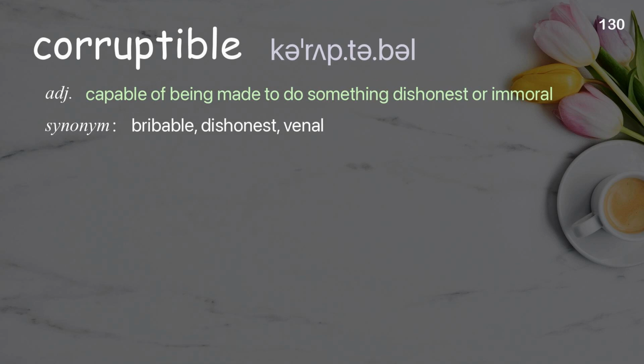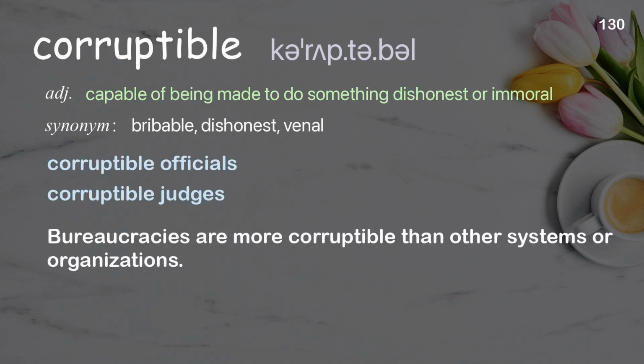Corruptible: capable of being made to do something dishonest or immoral. Examples: corruptible officials, corruptible judges. Bureaucracies are more corruptible than other systems or organizations.